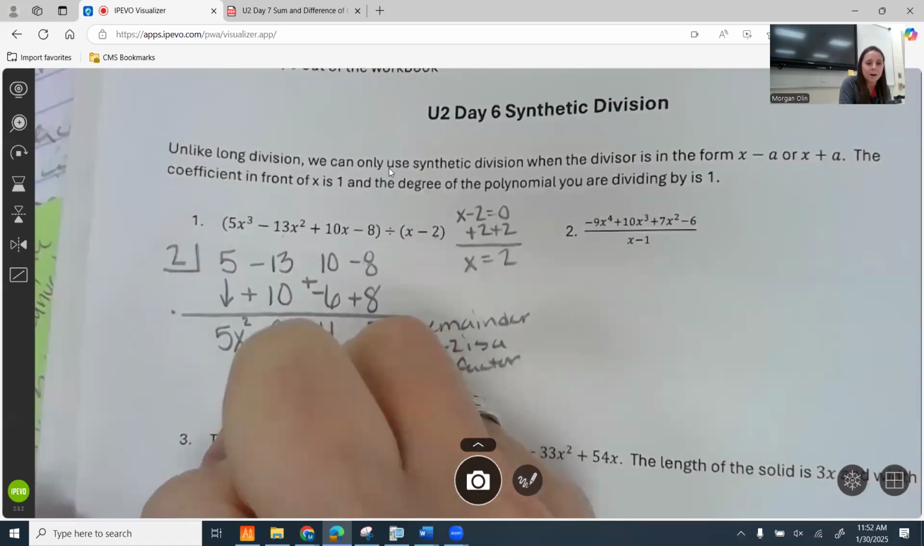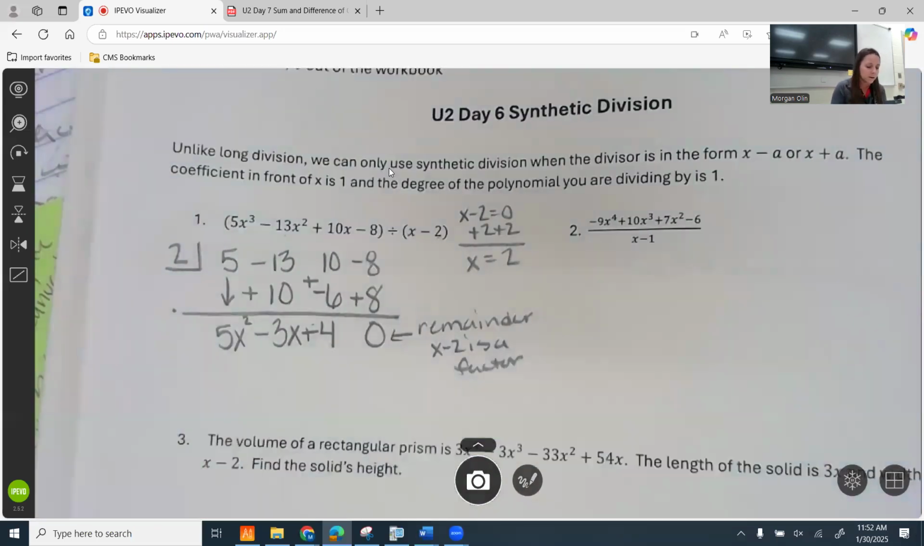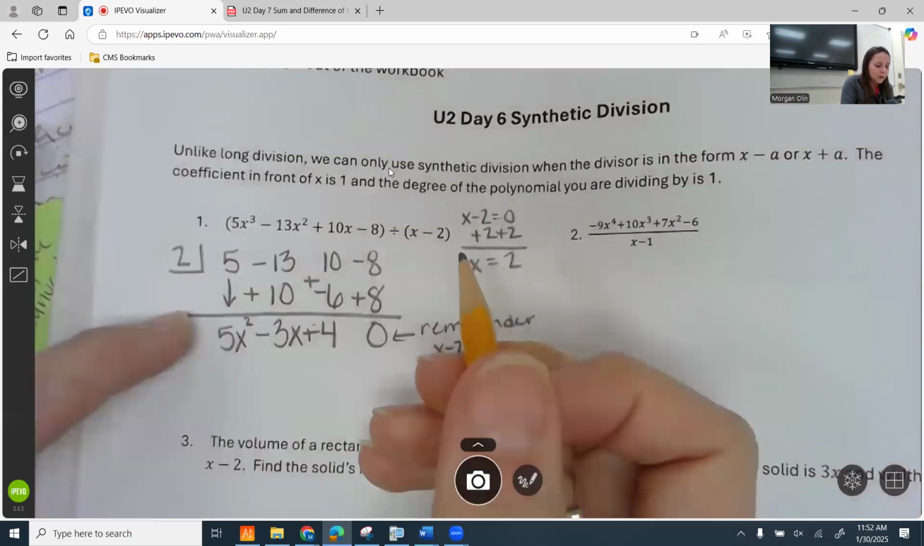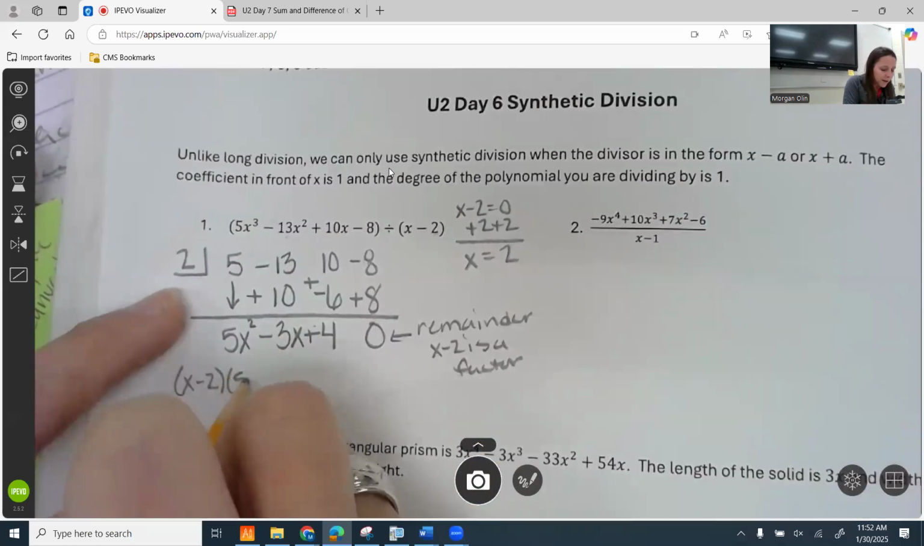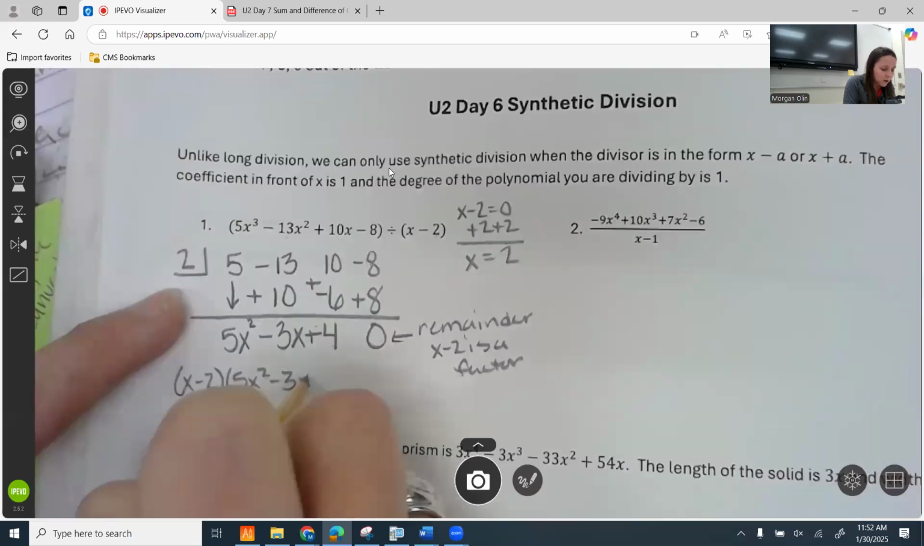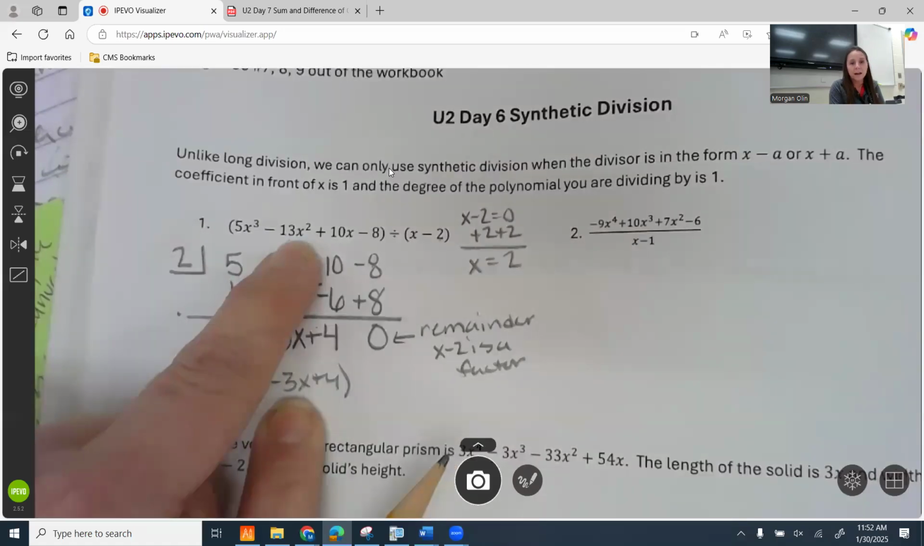Now, if there's nothing in front, like there's nothing in front of this 4, put a plus because that's a positive 4. All right, so what we know is when we divided by x minus 2, we ended up with 5x squared minus 3x plus 4. And since it's a factor, we can say this times this equals that right there.